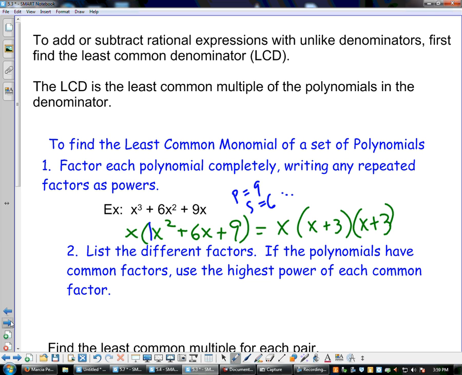Okay, so step 2, once I factor that, I want to rewrite this as repeated powers here. So really remember, this would be the same as one copy of x and (x plus 3) to the second power. There were 2 copies of that. Okay, so for step 2, I want to list the different factors. If the polynomials have common factors, use the highest power of each common factor.